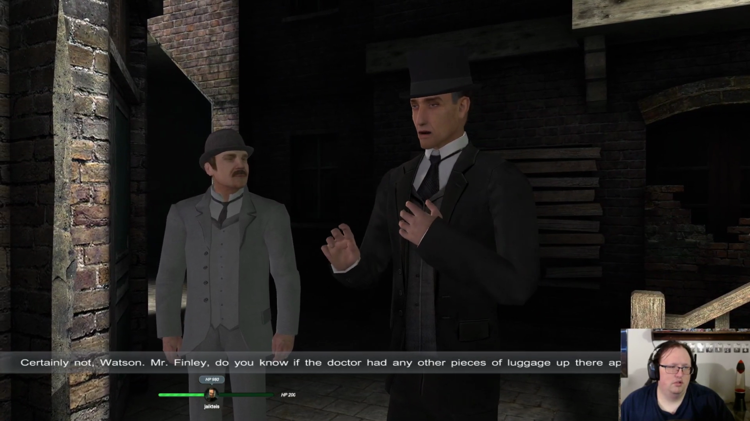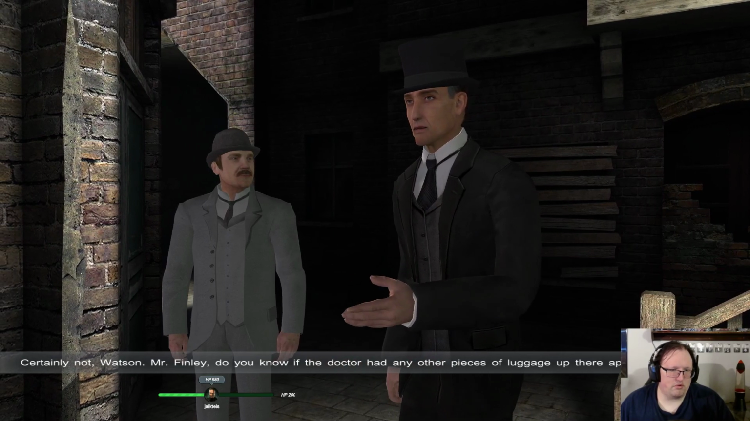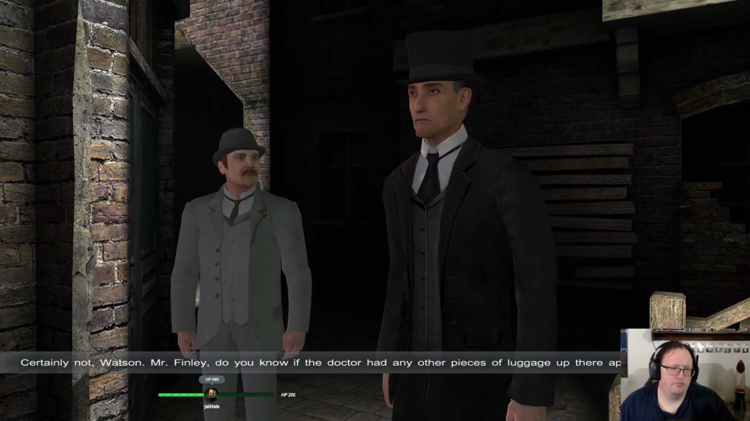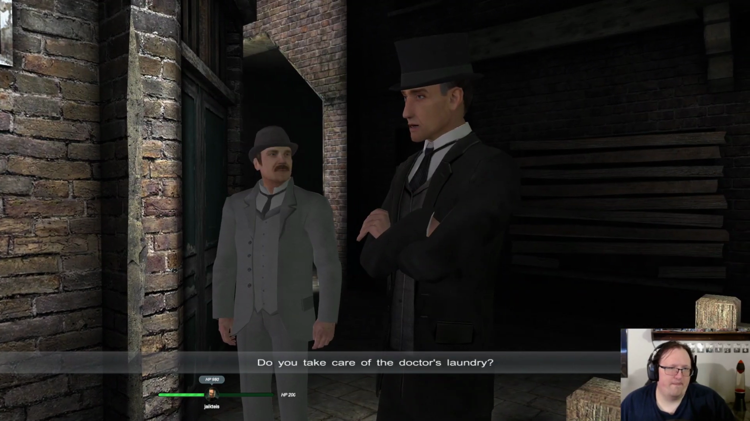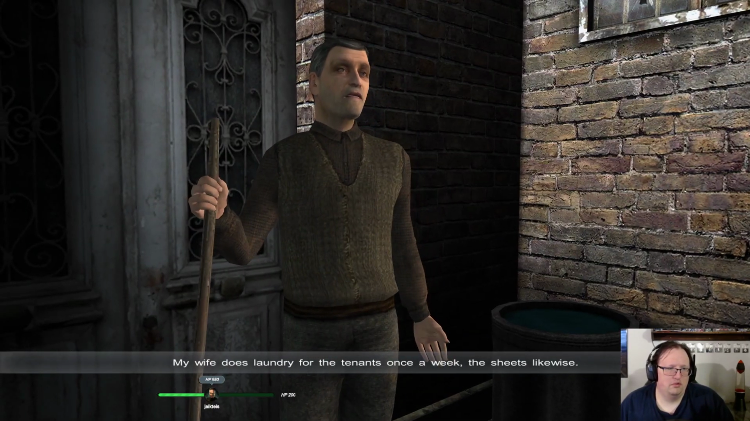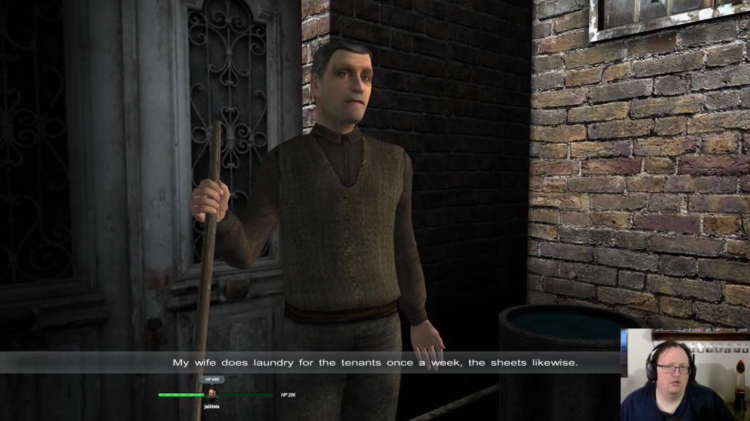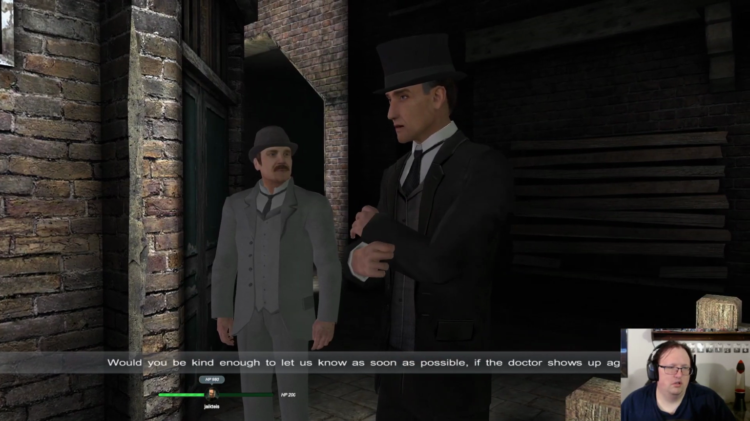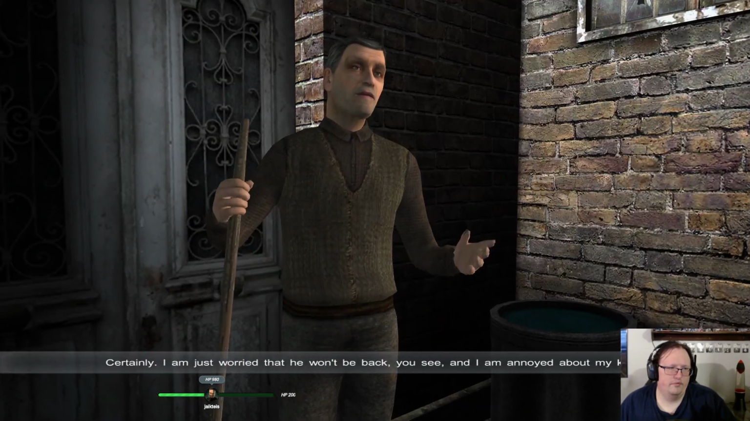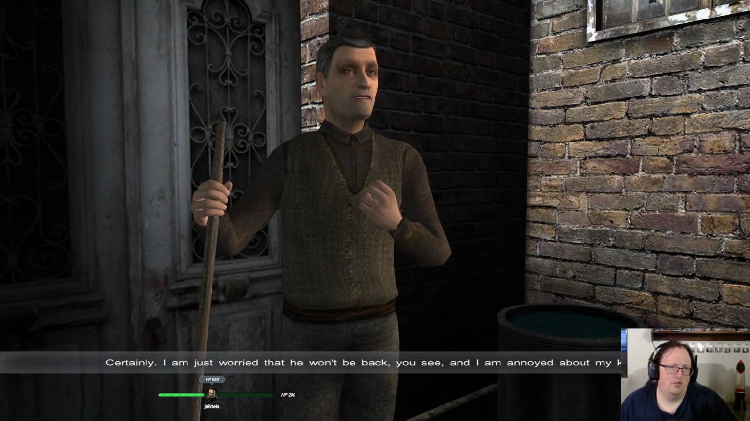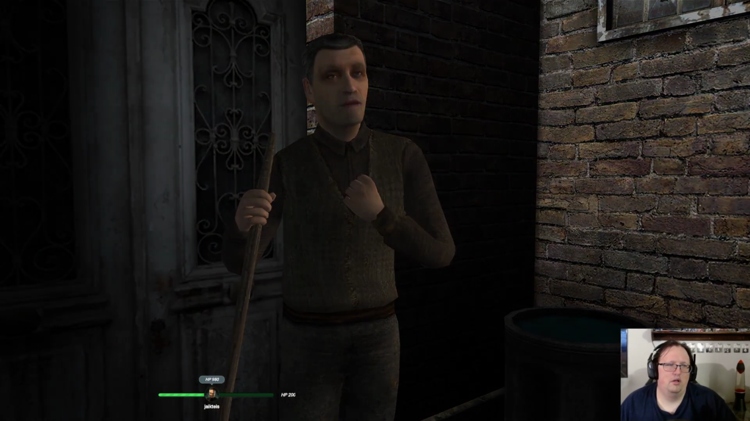Certainly not, Watson. Mr. Finley, do you know if the doctor had any other pieces of luggage up there apart from this trunk? 1 or 2, I think. Do you take care of the doctor's laundry? My wife does laundry for the tenants once a week. The sheets likewise. Would you be kind enough to let us know as soon as possible if the doctor shows up again? Certainly. I'm just worried that he won't be back, you see, and I'm annoyed about my keys.